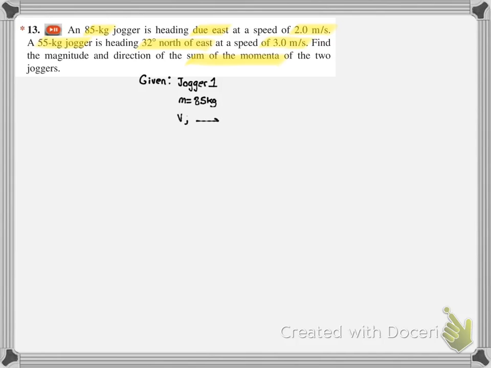We have jogger 1, they give us his mass, they give us his velocity, and his direction. Since I know this is going to be a two-dimensional problem, it's nice to separate everything into its x and y components. So if he's moving 2 meters per second east, his x component is positive 2 meters per second, and his y component is just 0.